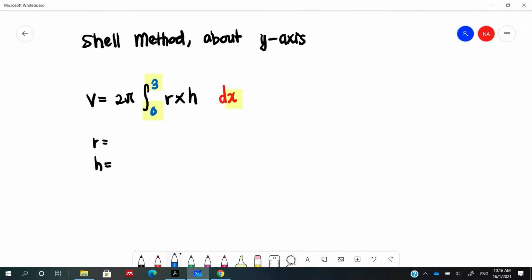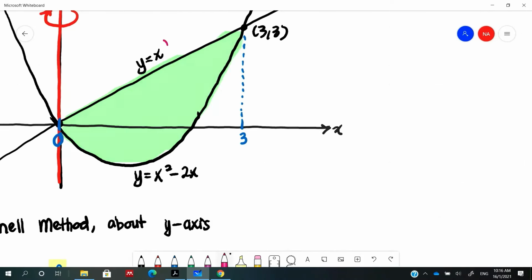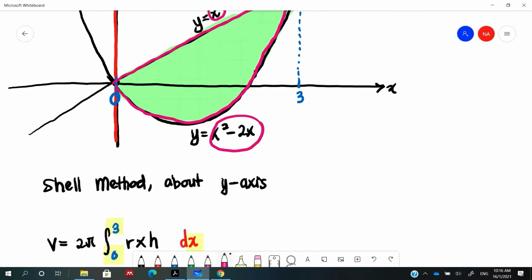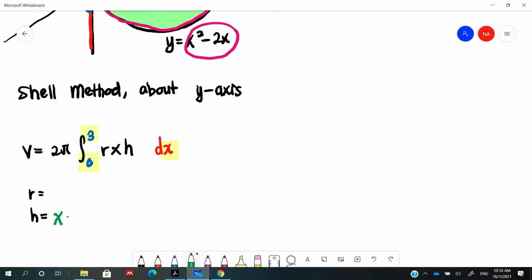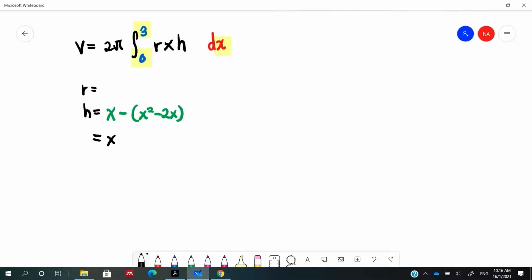So the height should be the top function minus the bottom function because it is in terms of x. The top function is, of course, this one given by x, and the bottom function is this one, which is given by x squared minus 2x. So x minus (x squared minus 2x). You have to expand that, right? So the height should be x minus x squared plus 2x, which gives 3x minus x squared.